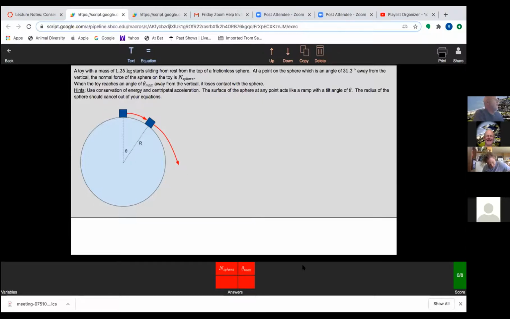Then when the toy reaches an angle of theta max away from the vertical, it loses contact. We're going to get to that same discussion we had in the last section, that would be when the normal force is 0. And I'll remind you of that. Hint: use conservation of energy and centripetal acceleration. The surface of the sphere at which point acts like a ramp tilted at an angle of theta. The radius of the sphere should cancel out. Oh, yeah, okay, that's good he said that, because I was just thinking that radius is going to come into play, but it also might cancel out. And so he's kind of helped us there.